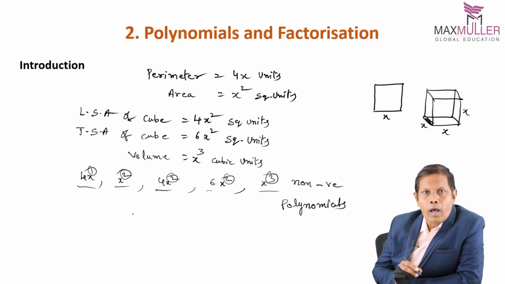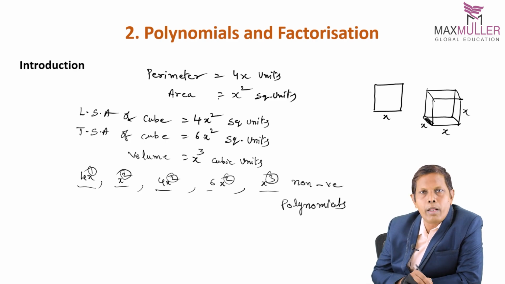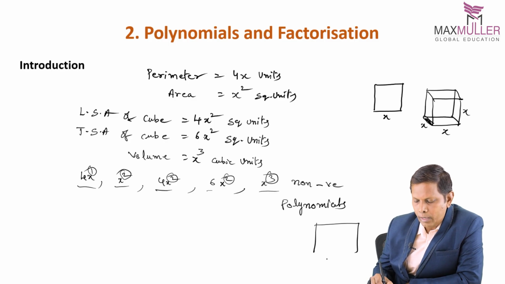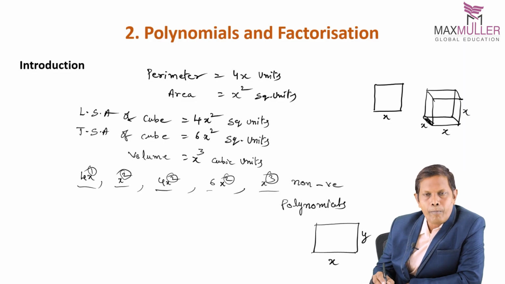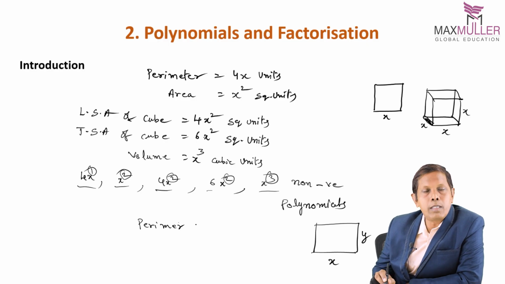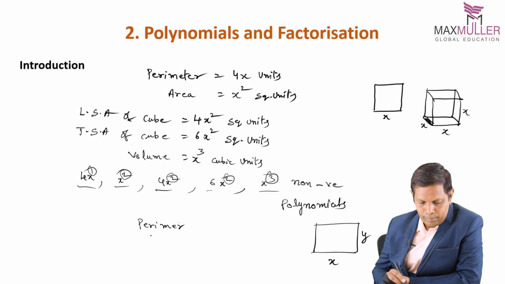For example, I have a square field, and we can find its perimeter and area like that. I have one rectangular field. How can we find this? For a rectangle it will be a little different. The length of the rectangle is x and the breadth of the rectangle I am taking as y. If I am finding the perimeter, what is the value of the perimeter?